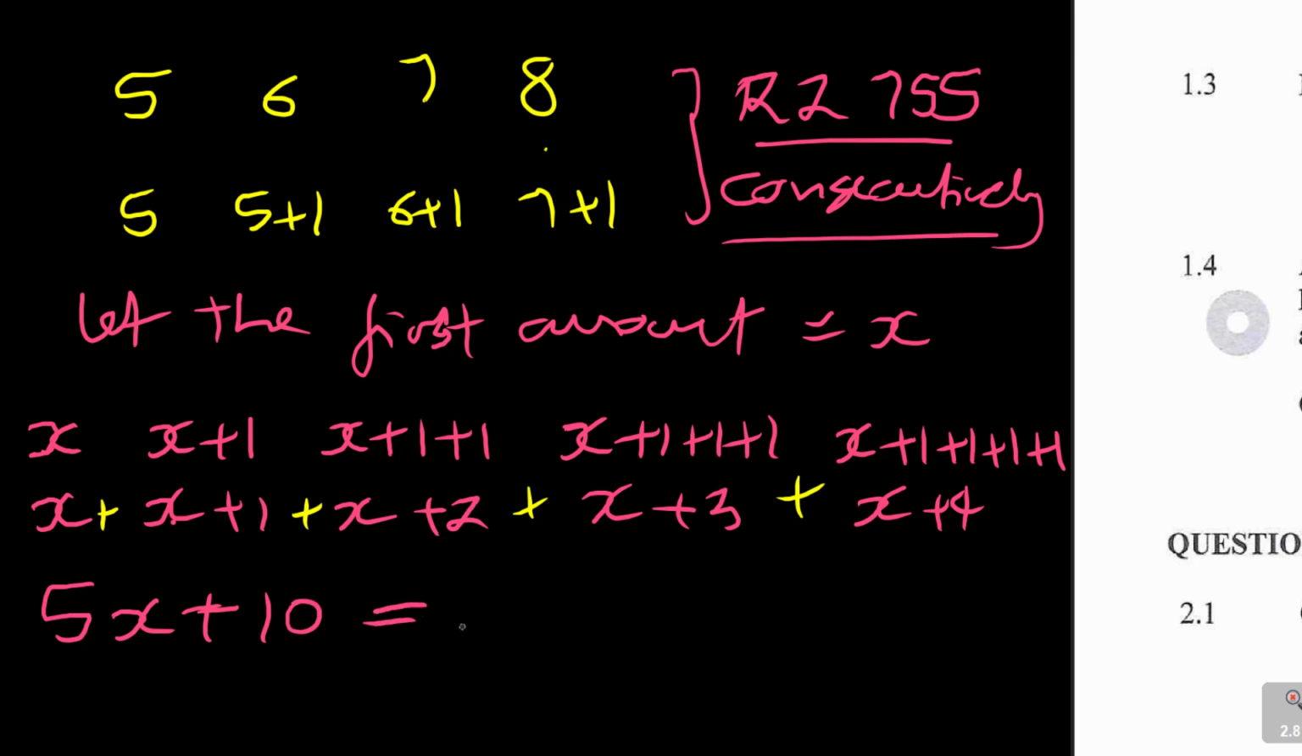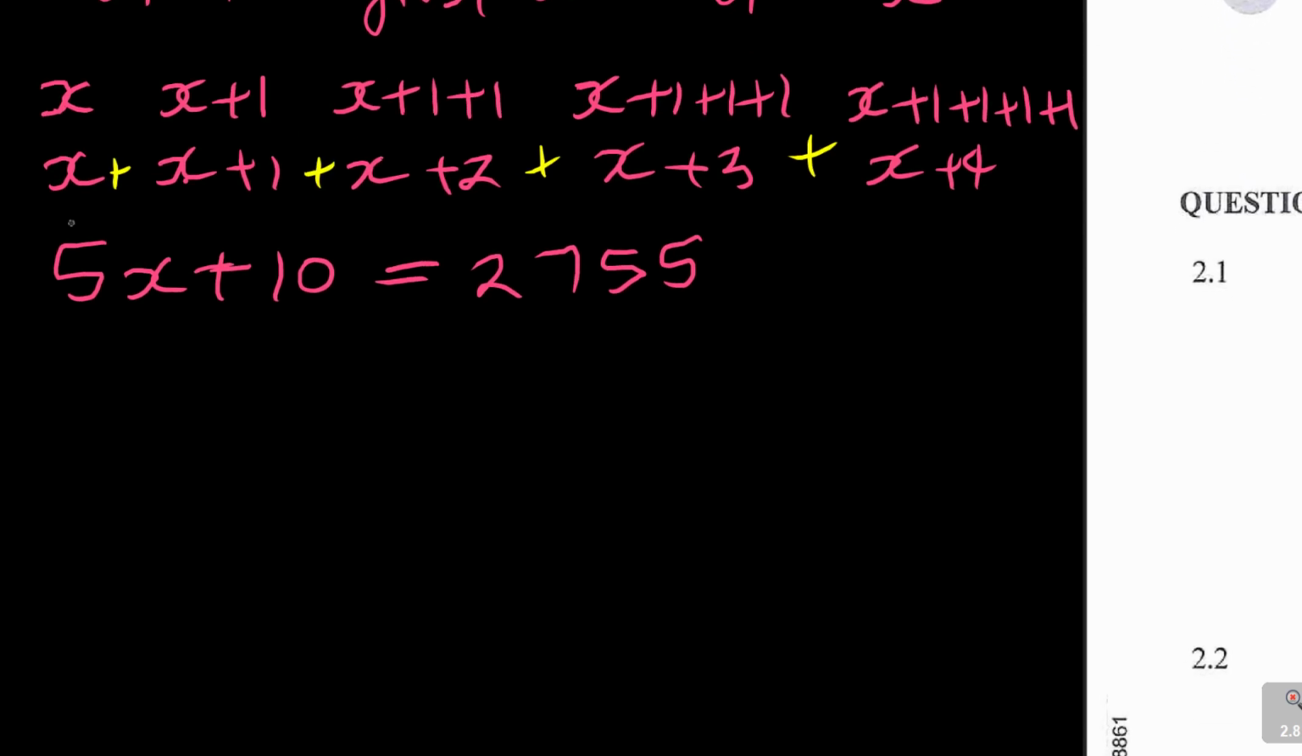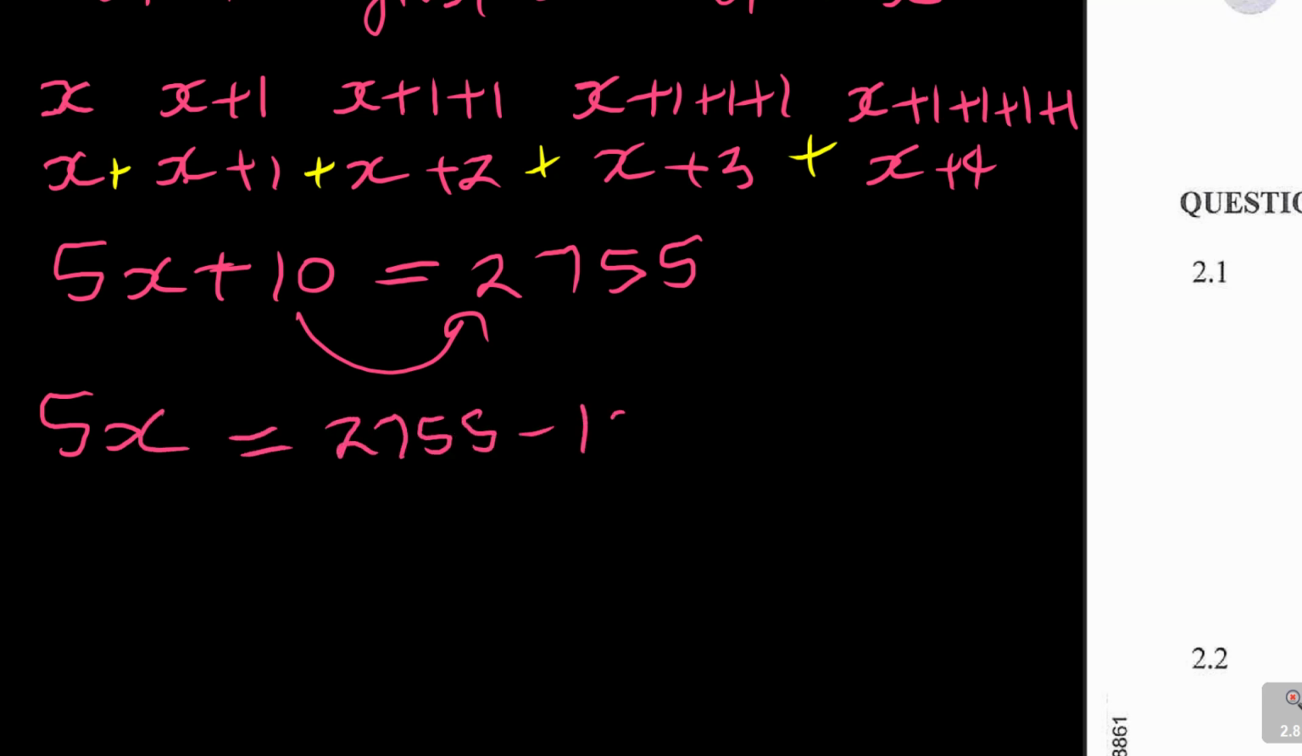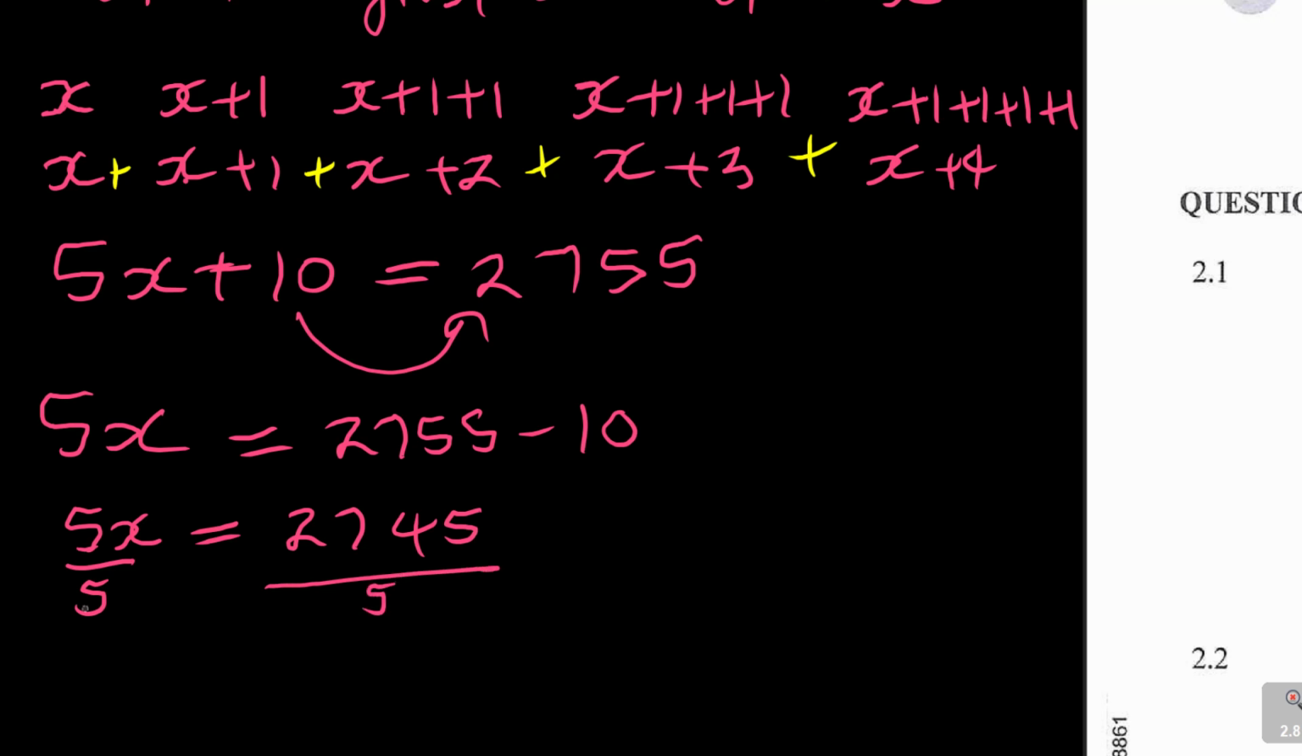But they must share what? 2,755. Are you seeing that? So that is how you're supposed to come up with this. You take 10 to the other side. You've got 5x is equal to 2,755 minus 10. And then 5x is equal to 2,745, because you separate 55 minus 10. You divide by 5, you divide by 5. Then we find out the first amount, x.